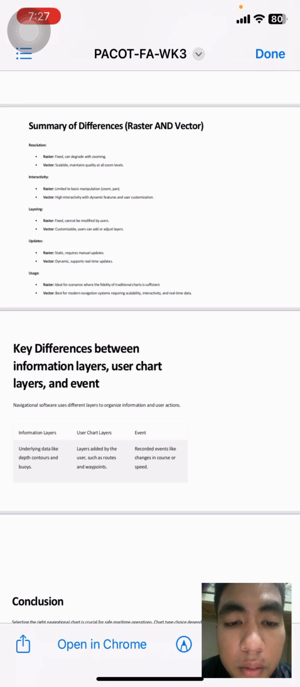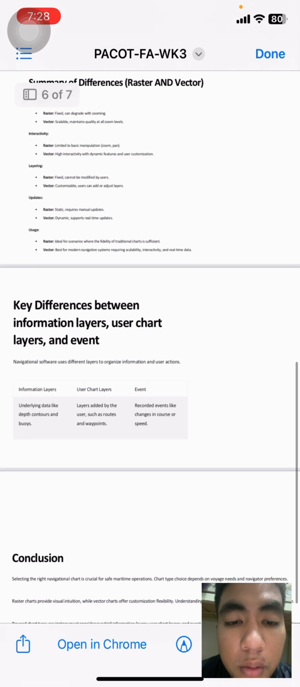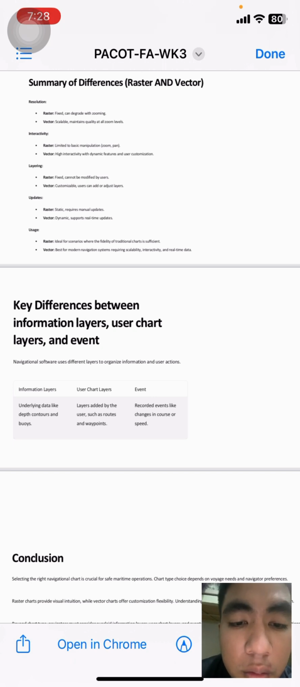So what are the key differences between information layers, user chart layers, and event? The information layers are the underlying data like depth contours and buoys. The user chart layers are those added by the user such as routes and waypoints. And the event layer records events like changes in course and speed.